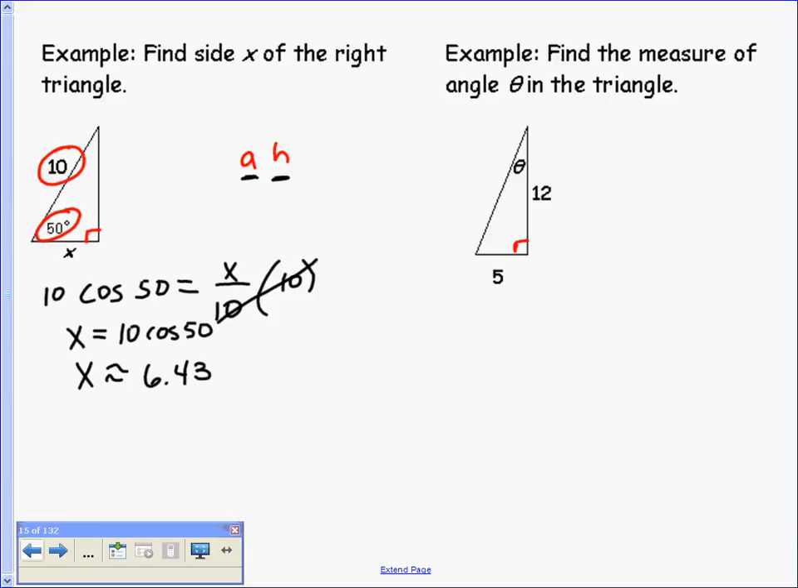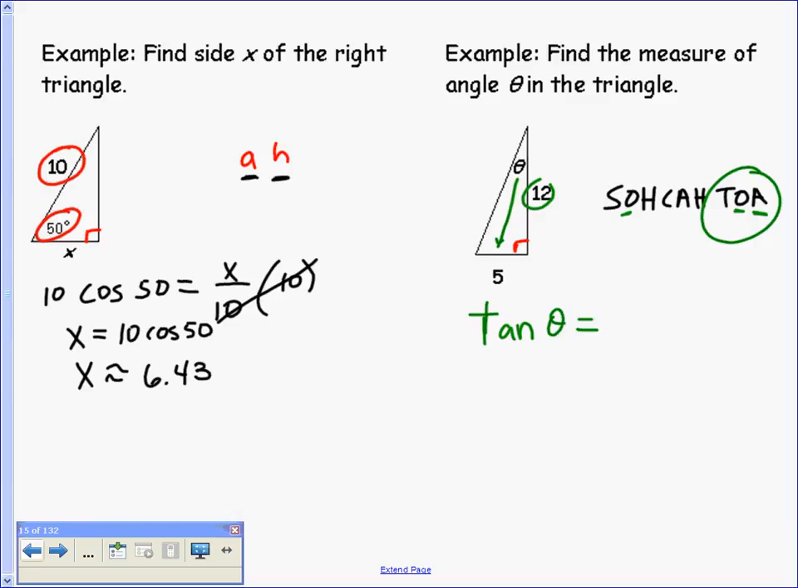Okay. Now in the second one, I'm finding theta. All right, so if we write down our little thing to help us out, it looks like I have 5, and 5 in relation to theta is going to be my opposite. So I have the opposite, and I have my adjacent, which is 12. So that tells me I'm going to use tangent. So I would say the tangent of theta is equal to opposite over adjacent, which is 5 over 12.